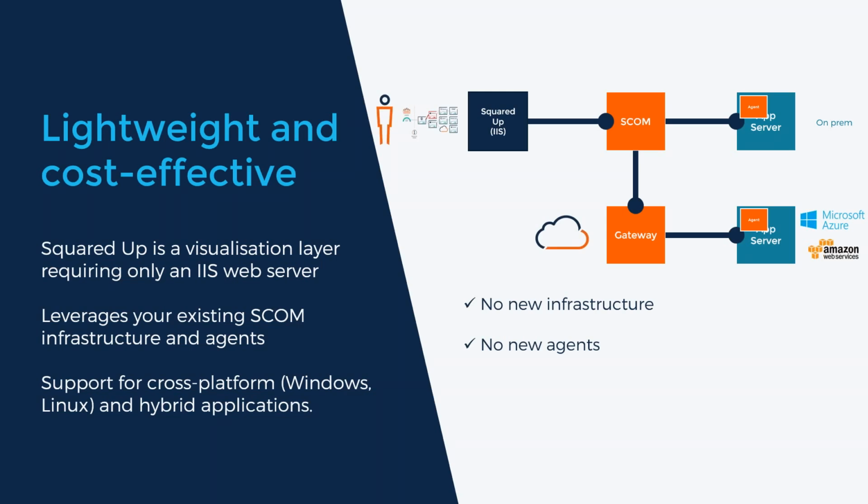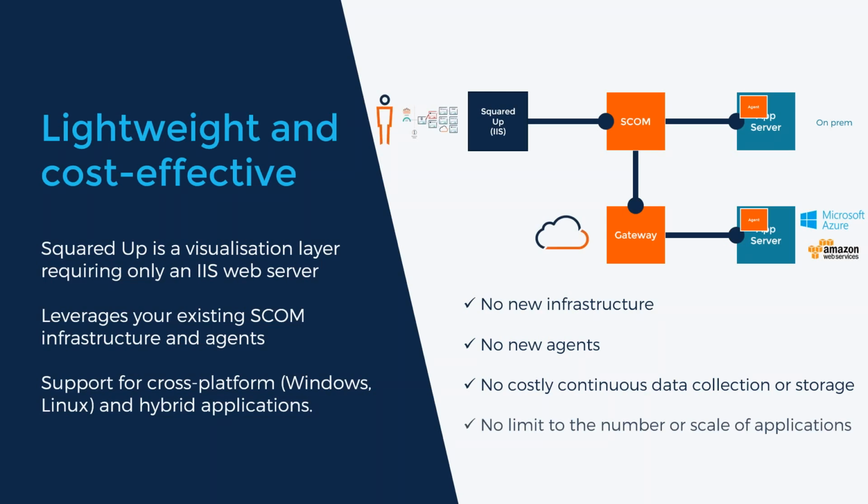So that means no new infrastructure, no new agents, no costly continuous data collection. This is all on demand, so we can reach out from Squared Up all the way to an application server and discover what that application server is connected to. And that's happening whilst you're interacting with the presentation layer, rather than that data being collected 24/7 and having to be stored in a large database. And there's also no limit to the number or scale of applications you can model with Visual Application Discovery and Analysis.